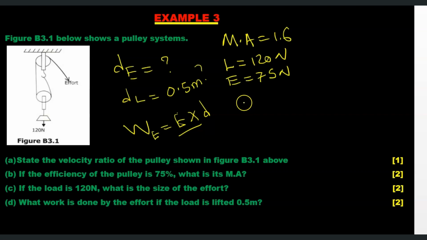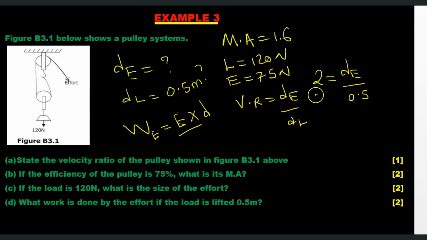How do we find the distance moved by effort? We can use the formula for velocity ratio. Velocity ratio is equal to distance moved by effort over distance moved by load. What is the velocity ratio? It is 2. What is the distance moved by effort? It is the one that we don't know. The one moved by load is 0.5. So the distance moved by effort is equal to 2 multiplied by 0.5, and the distance moved by effort is 1 meter.